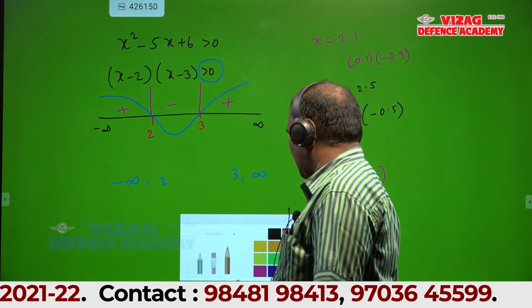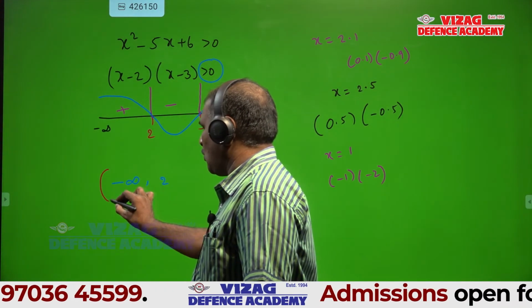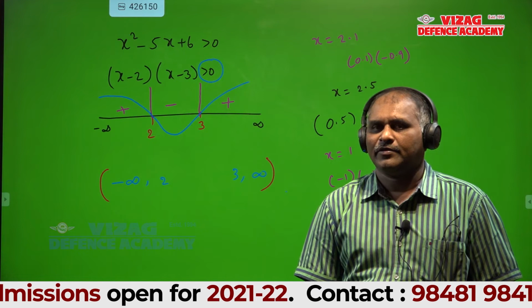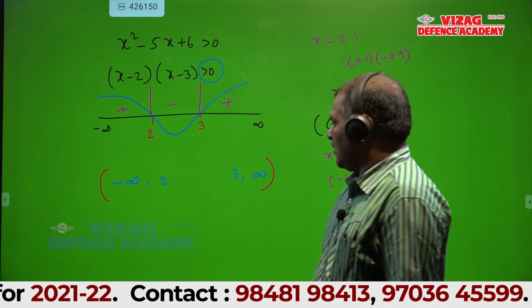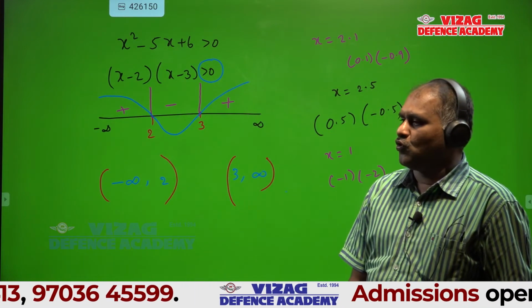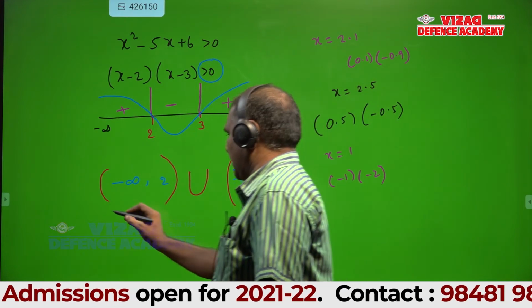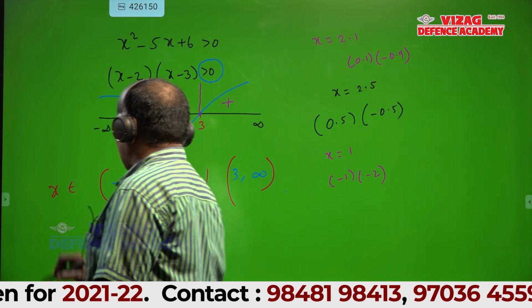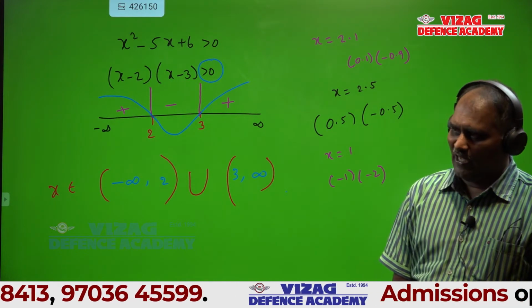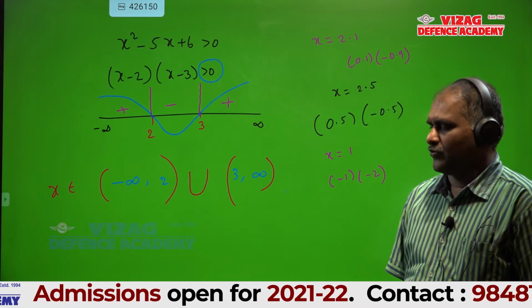Infinity is always written with an open bracket. But here, is the equal to sign there or not? Not there, that's why open bracket. When 2 or more intervals are there, you write a union. Therefore, x belongs to minus infinity to 2 union 3 to infinity. Do you understand? Note it down.